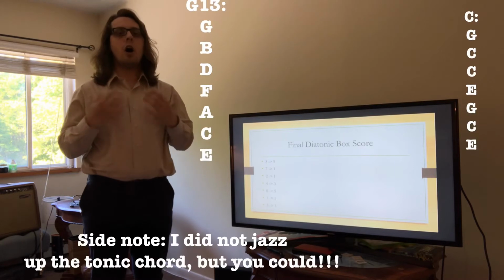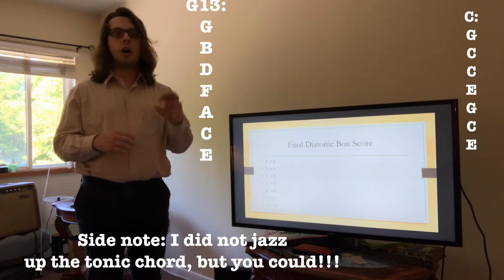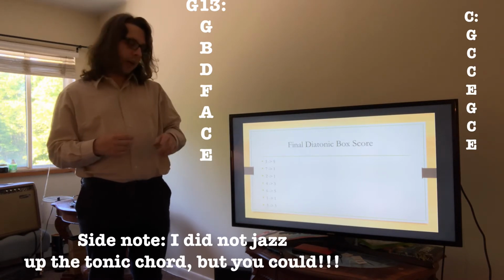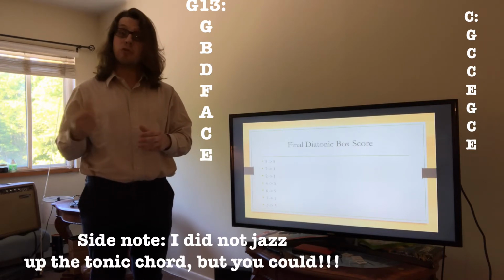Wow. All the rest of our resolutions remain the same, except for the 11th we added, the C on the dominant chord is just going to stay on C when we go to our root chord. And then the E we added on the dominant chord is going to stay E when we go to the root chord.